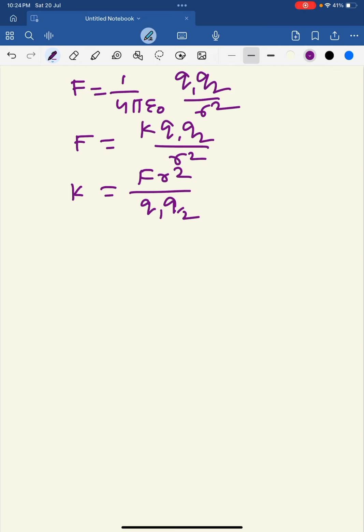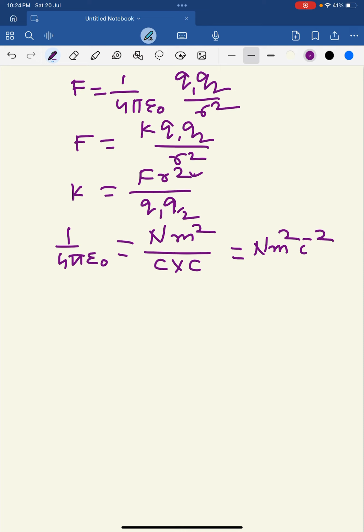Based on this, we can calculate the SI unit of K. As we know, K is 1 by 4 pi epsilon naught only, no? That is equal to, the SI unit of force is Newton, the SI unit of distance is meter, so here a square will be there, meter square, divided by the SI unit of charge, Coulomb, into another charge, also Coulomb. So you will get Newton meter square Coulomb power minus 2.